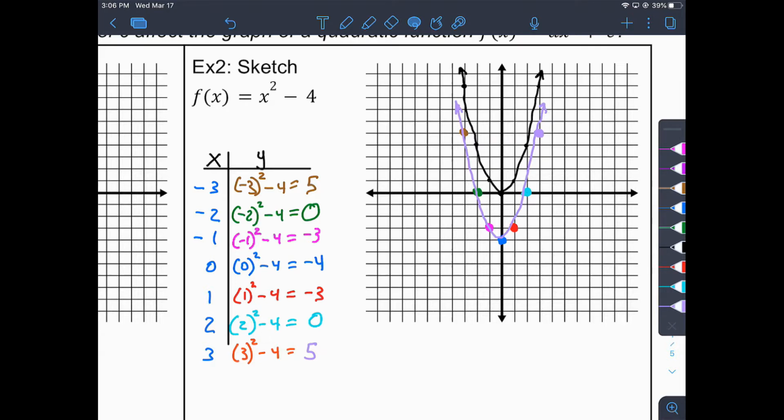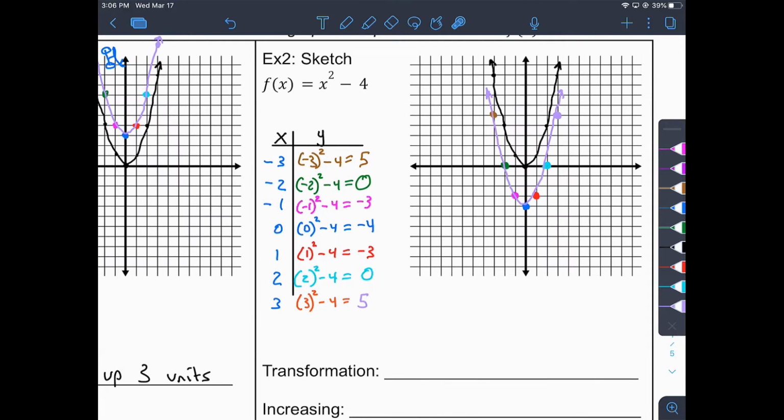Again, let's grab the black parent function. Hopefully I grabbed all of it. And it's not getting bigger or smaller in its width, but instead it just kind of slid down. And notice how far it went. 1, 2, 3, 4. So, what was the transformation that took place? Well, again, it was a translation. Translation means a sliding action.